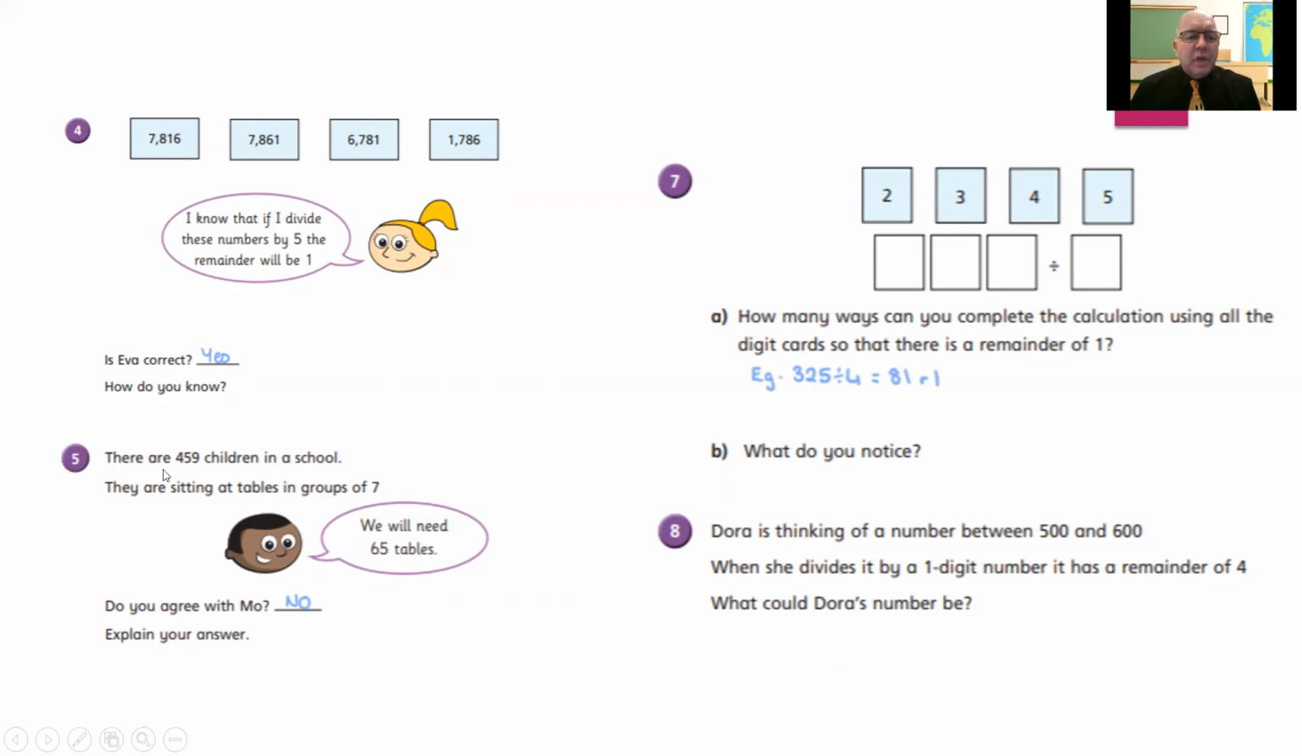Number 5. There are 459 children in a school, and they are sitting in tables of 7. Mo says they're going to need 65 tables. Does that sound correct? Okay. Well, no, Mo is incorrect. Because if we divide 459 by 7, then we are going to get, we're going to get 61.